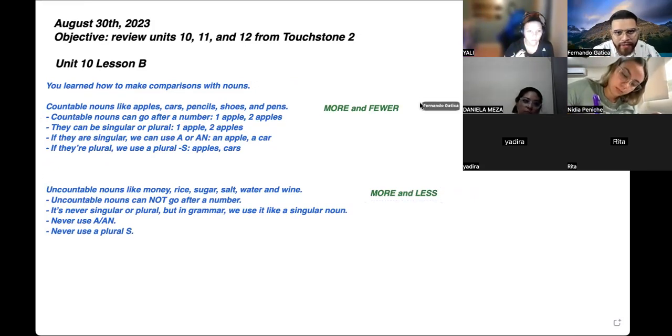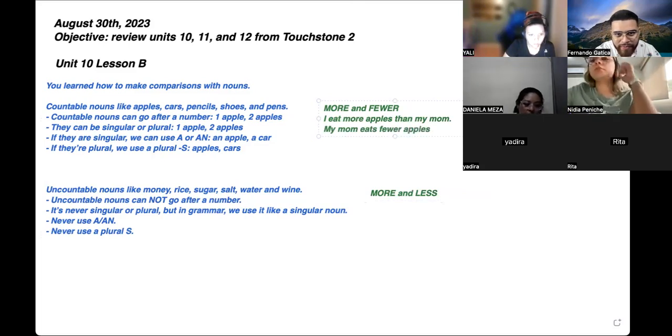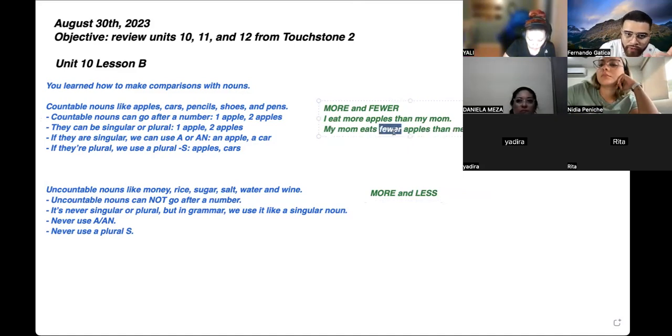Let me explain. I can say, I eat more apples than my mom. Como más manzanas que mi mamá. Or my mom eats fewer apples than me. Come menos manzanas que yo. Fewer, porque apples es contable. Menos puede ser fewer o less. Pero se usa fewer con sustantivos contables y less con sustantivos incontables.